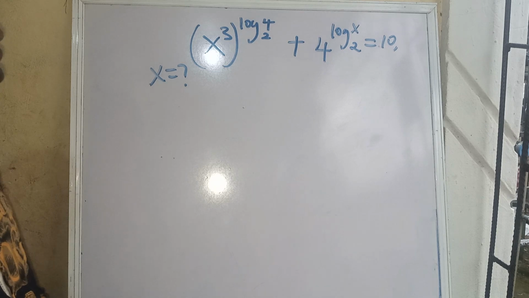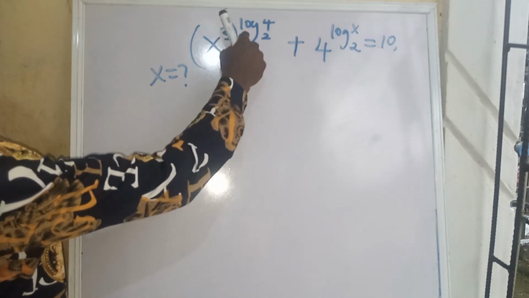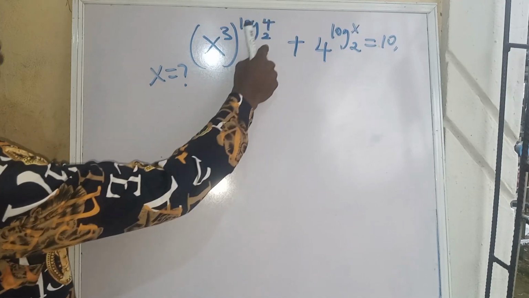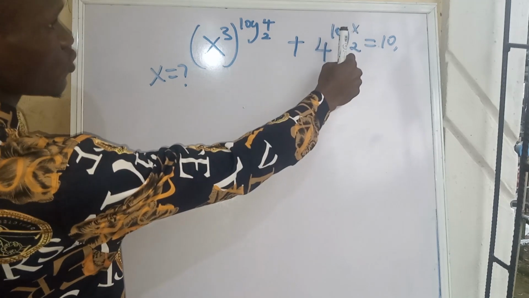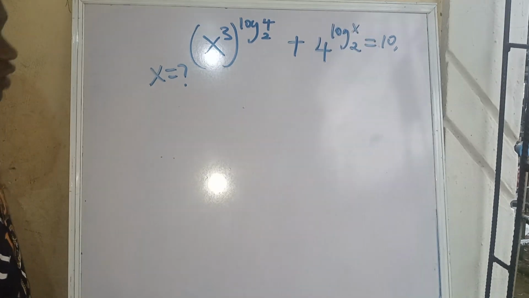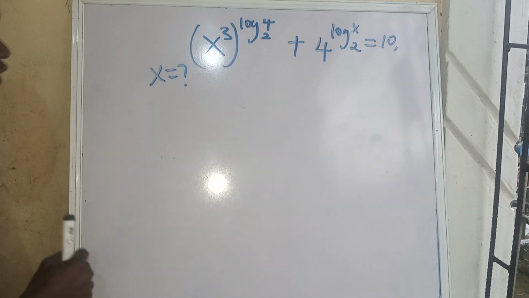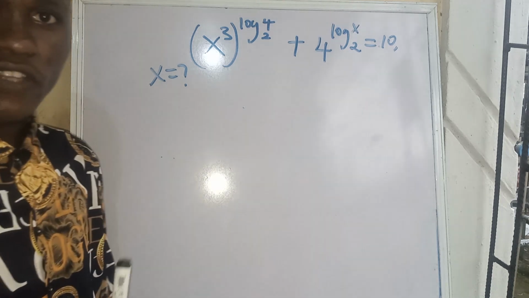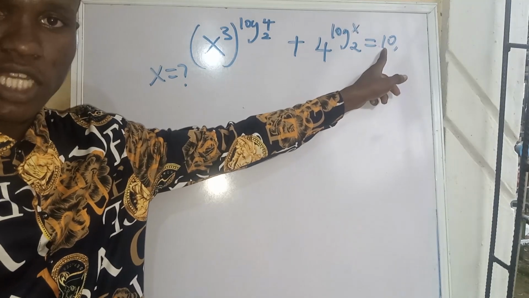Today we are having a nice challenge which reads: (x^3)^(log 4 to base 2) + 4^(log x to base 2) = 10. So we are looking for the possible value of x in this challenge, and at the end of this class we are going to plug the value of x into this question and see whether it's going to give us 10.